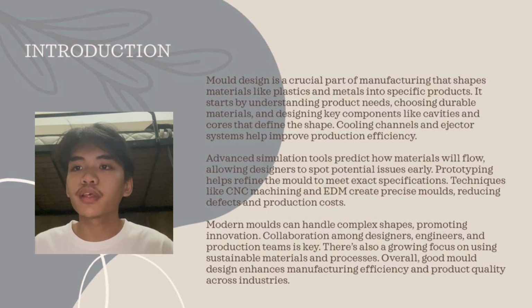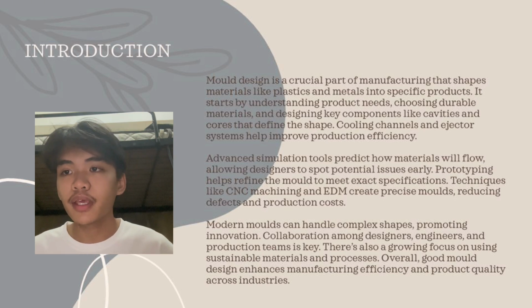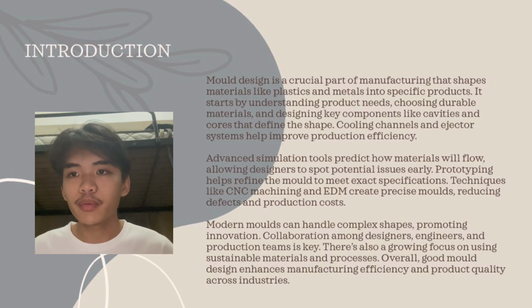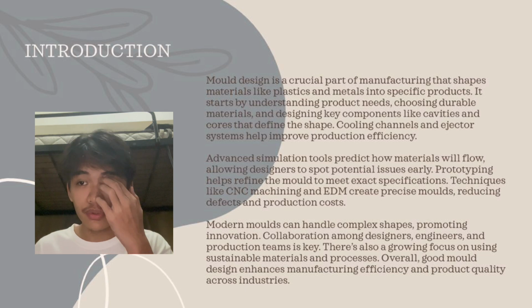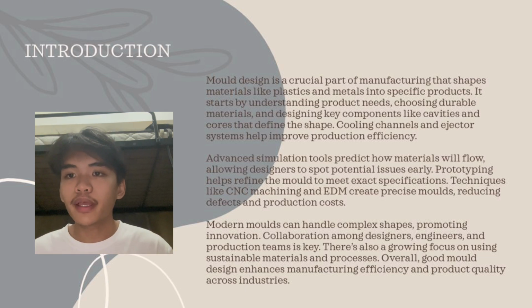It starts by understanding products' needs, choosing durable materials, and designing key components like cavities and cores that define shape, cooling channels, and ejector system help improve production efficiency. Advanced simulation tools predict how materials will flow, allowing designers to spot potential issues. Early prototyping helps refine the mold to meet exact specifications. Techniques like CNC machining and EDM create precise molds, reducing defects and production costs.